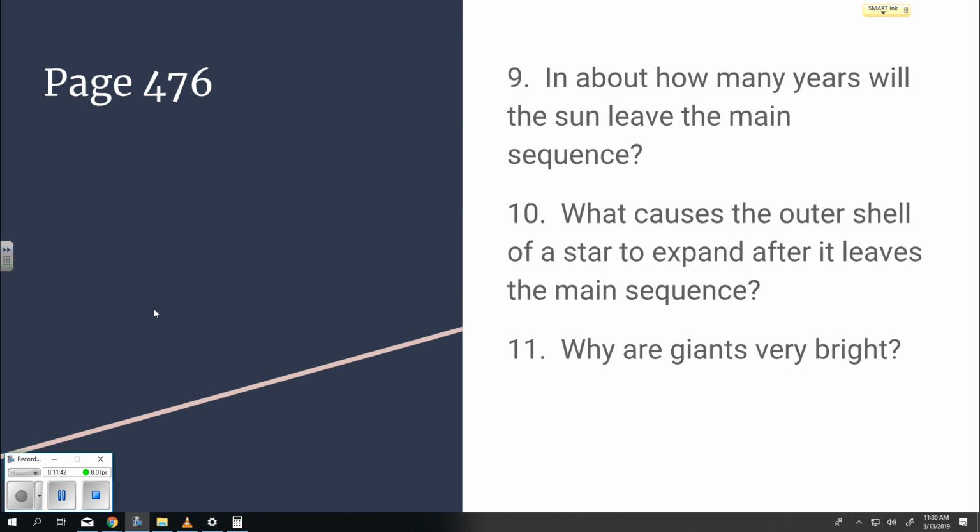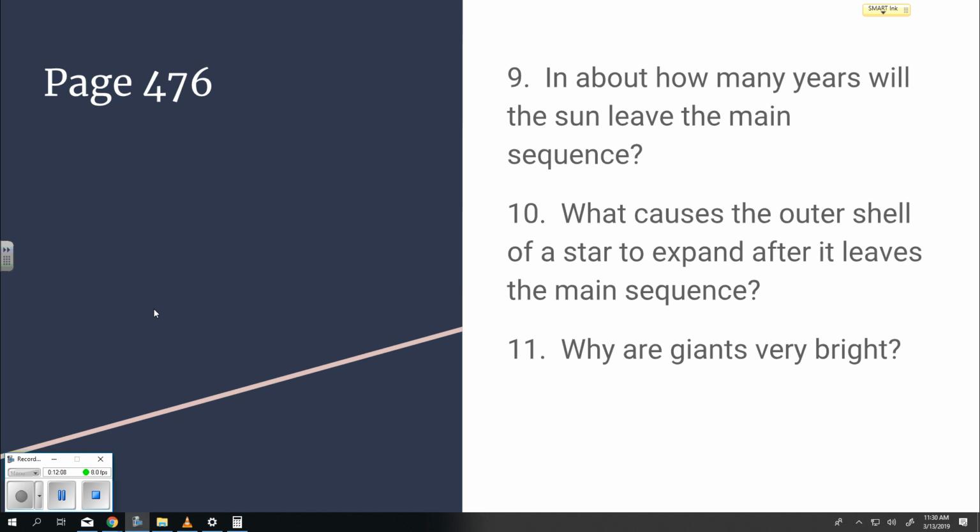Page 476. In about how many years will the Sun leave the main sequence? What causes the outer shell of a star to expand after it leaves the main sequence? Why are giants very bright? The Sun and the main sequence.